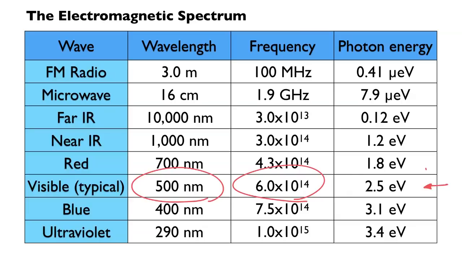That energy is getting low enough that it might not be able to make anything happen. It might not have high enough energy to excite molecules, might not get absorbed, it might just be reflected, or it might be passed straight on through. If we go to shorter wavelengths, to the blue end of the spectrum, by the time we get to the blue part, it's 3.1 electron volts.